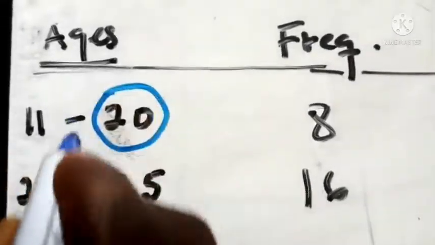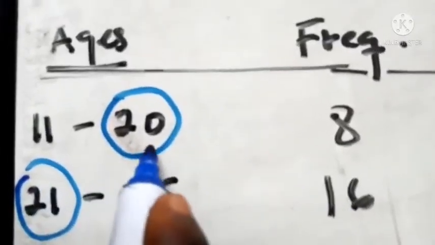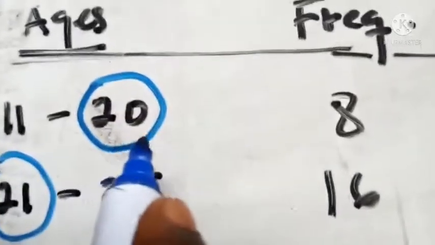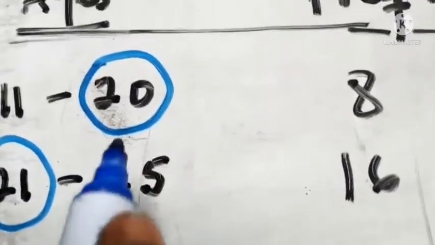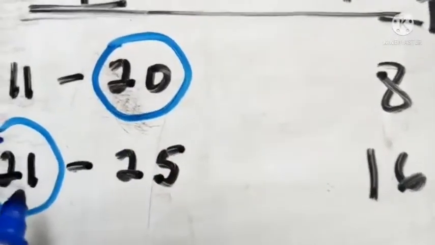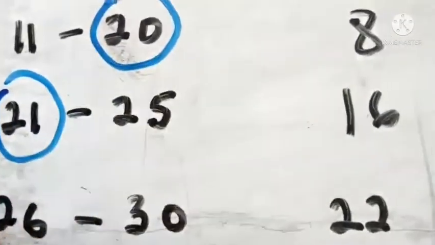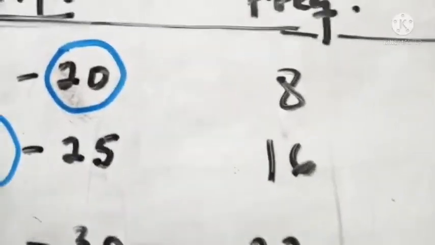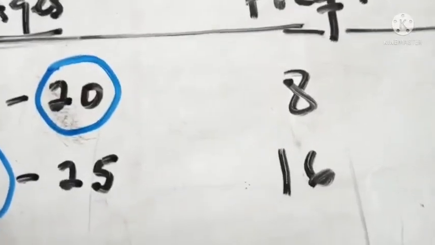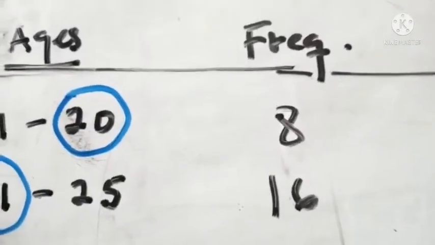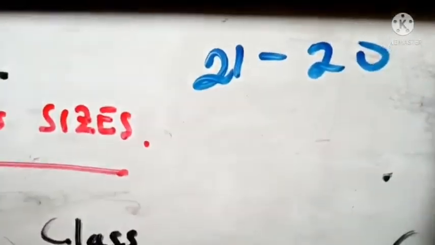You pick this one and then that one: the last person in this age group and then the first person in the next age group. So here we have 20 and then 21. What is the difference between the two? The difference is 1. That is 21 minus 20, which is equal to 1.